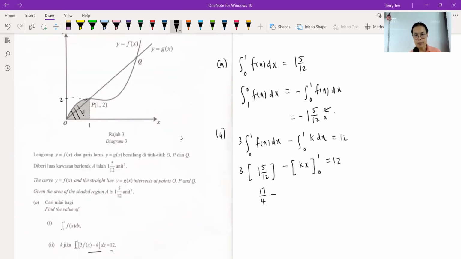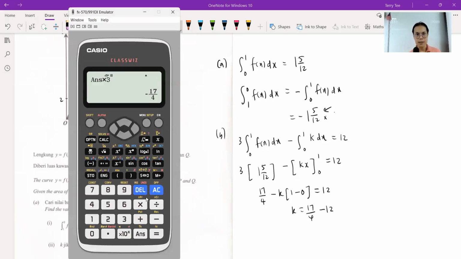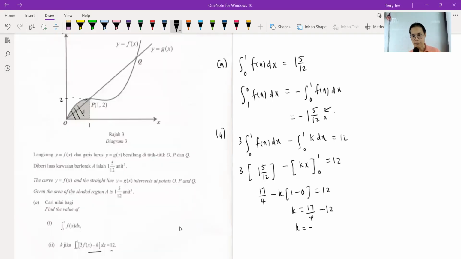All right, and let us substitute. So put 1 inside, minus 0 inside. Now, at the same time, you notice I actually took out the k. I took out the k, I put 1 inside, minus, I put 0 inside. Okay, the result equals to 12. So bring over, my k is 17 over 4 minus 12. Very ugly number though. Yeah, 17 over 4. Let me just use this result. 17 over 4, I minus 12. Well, I got 31 over 4. Negative, negative 31 over 4.